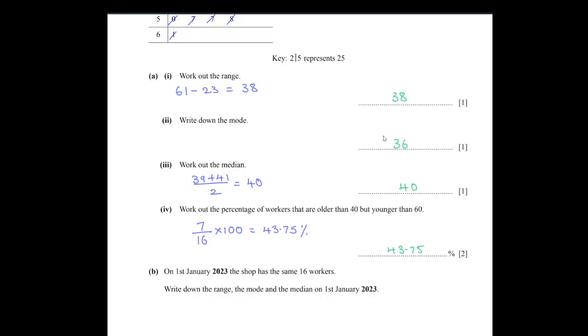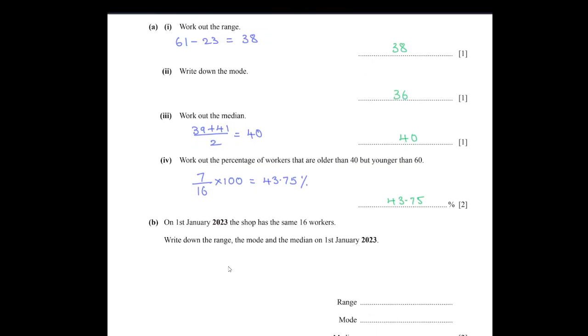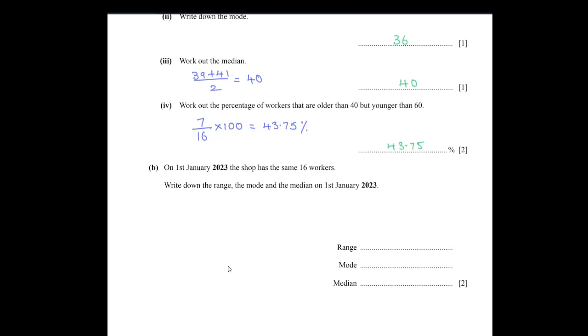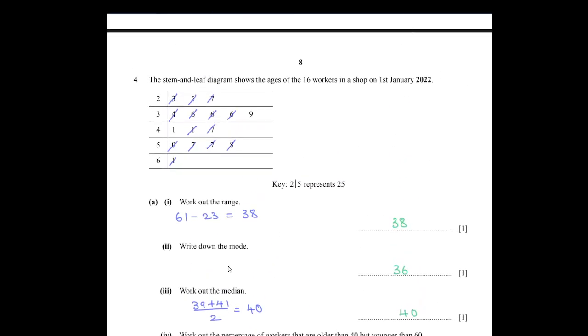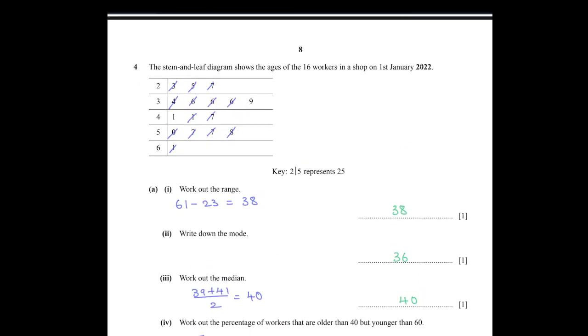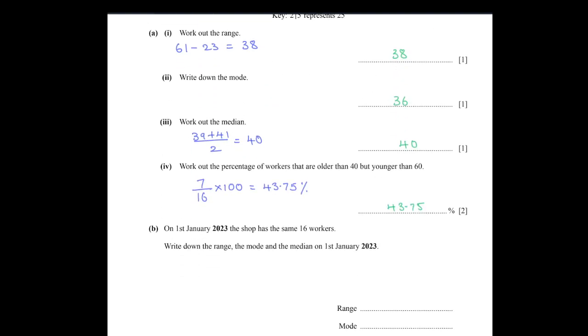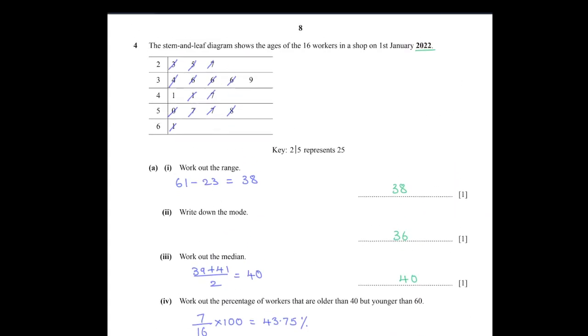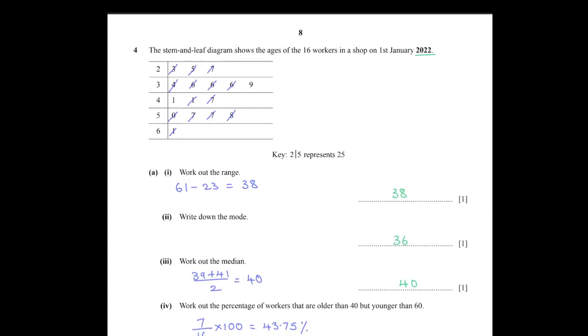Question number B. On 1st January 2023, the shop has the same 16 workers. Write down the range, the mode and the median on 1st January 2023. Now this data which was given was on 1st January 2022. So after 1 year, that is 2023, their age will be increased by one year.